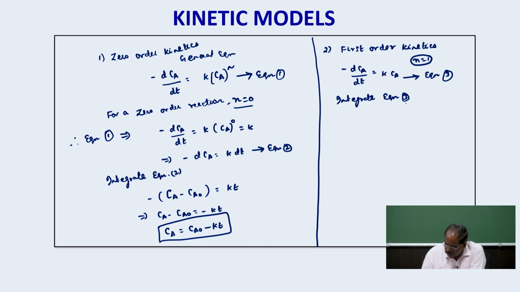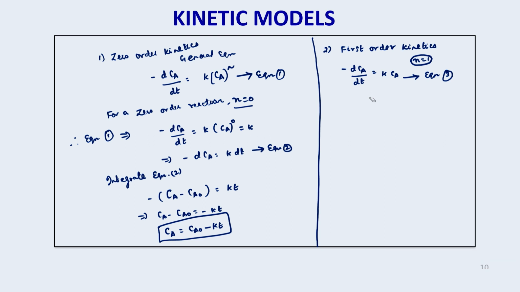So before that, let me rearrange this one. Minus dCa by Ca is equal to k into dt. So this will be equation number 3. Now integrate equation 3.